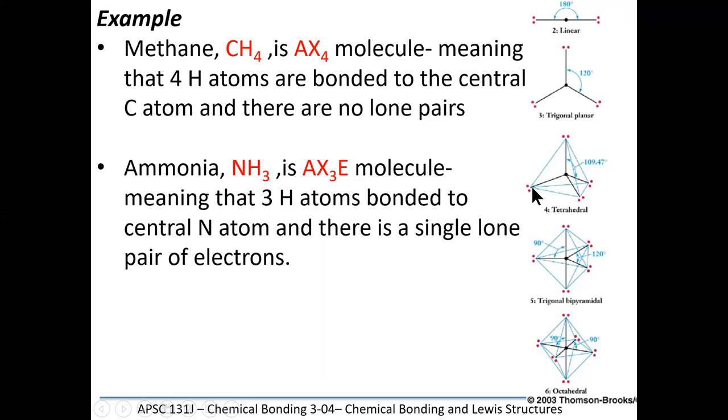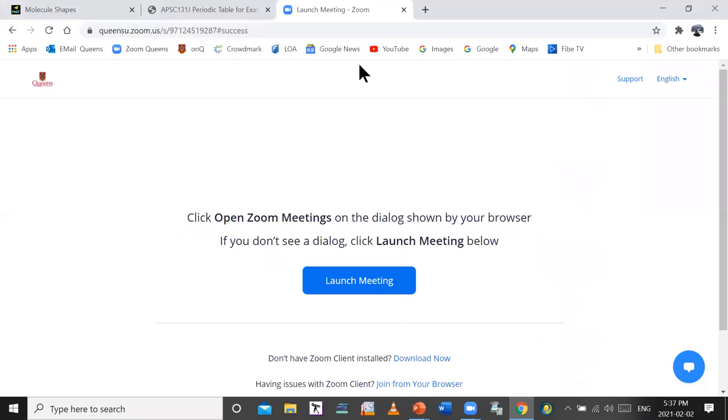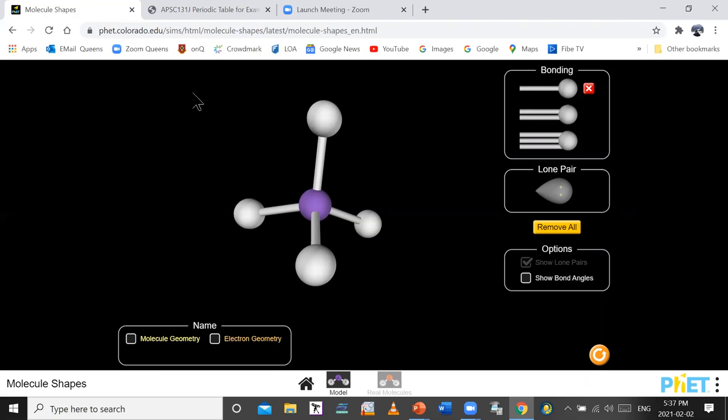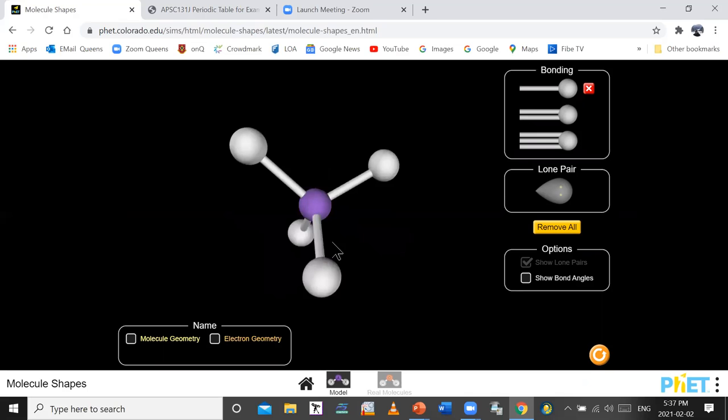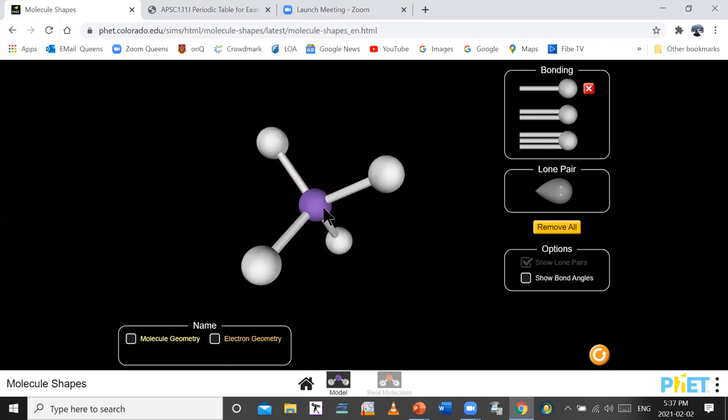Now, to assist you in visualizing this, what I'm going to do is flip-flop to another program. The other program I'm going to flip to is, if you go to any web browser and type in PHET, you're going to get this website. This website is the University of Colorado, and this particular application is called Molecular Shapes. There's a whole bunch of simulations on this website. I strongly encourage you to check it out.